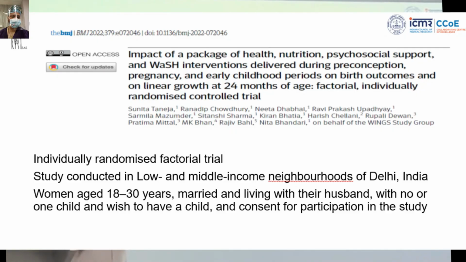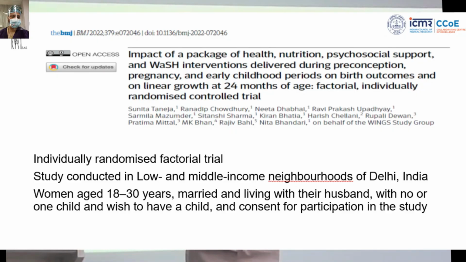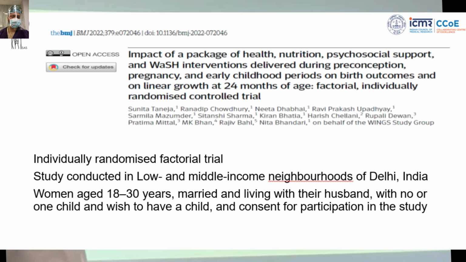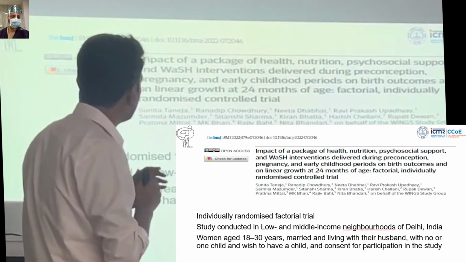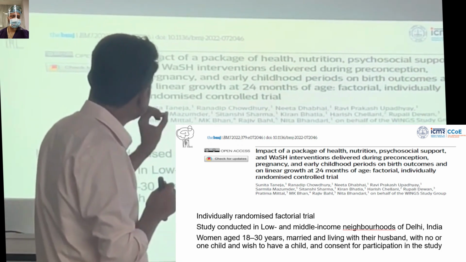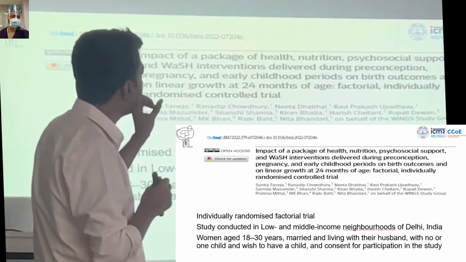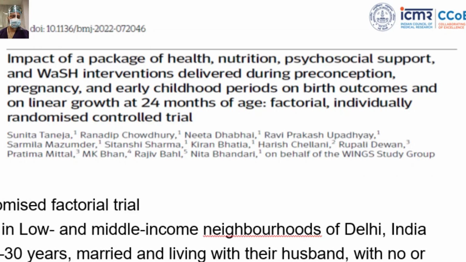Second thing is that, let's take an example. This study was recently published in BMJ. You can see my name there also. You can see the current DGISM name also. He was also part of the study. He was in WHO at that time. We published this study in BMJ last year to see the impact of a package of interventions: health, nutrition, psychosocial care, support and WASH interventions delivered during preconception, pregnancy and early childhood period on birth outcomes and linear growth at 24 months of age, a factorial individual randomized control trial.